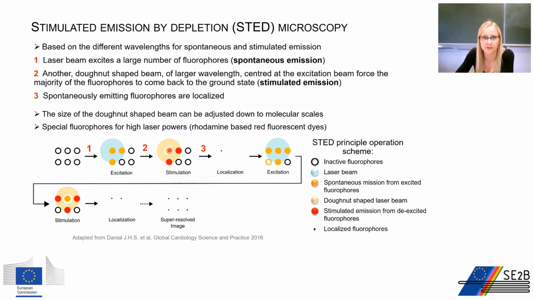Fluorophores in the middle of the second beam emit spontaneously, while fluorophores affected by the beam are depleted and emit stimulatingly. Both emissions have different wavelengths, wherefore they can be separated and emitting molecules can be localized. Then, by scanning the beam across the sample, a super resolution image is obtained. However, a drawback of this technique is the use of high laser powers, which requires special fluorophores which can withstand such high powers. And this microscopy technique was the first super resolution technique successfully tested on living animals.